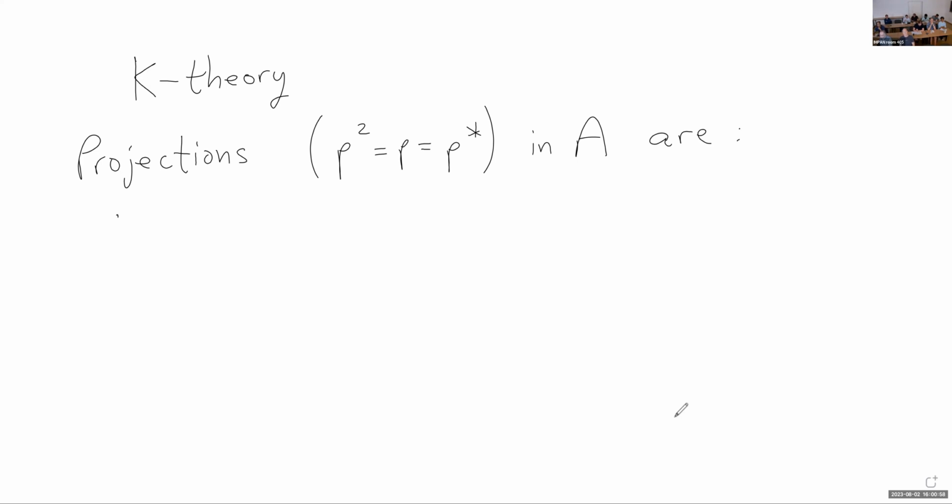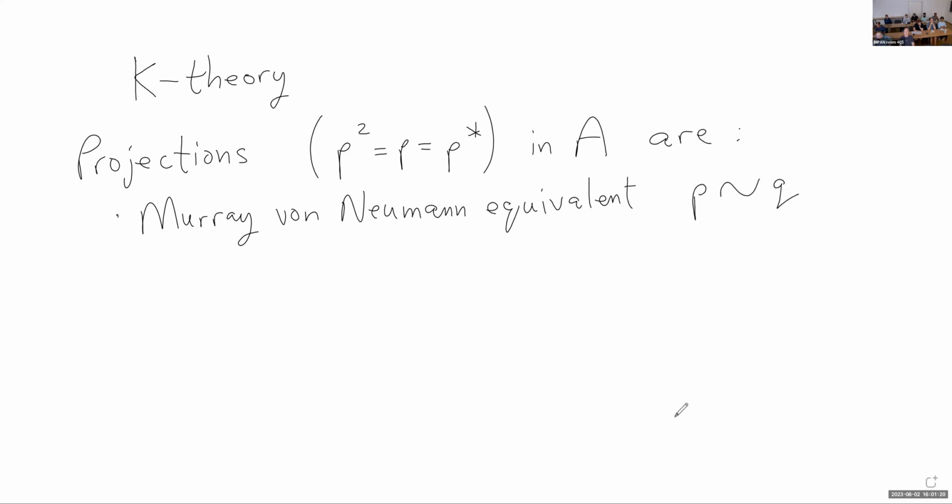So just some terminology. First of all, they are Murray-von Neumann equivalent, and I'll write it like this: P ∼ Q, if there is some V such that on the one hand V*V is P, and on the other hand VV* is Q. Do you assume that A is stable? No. Not yet.